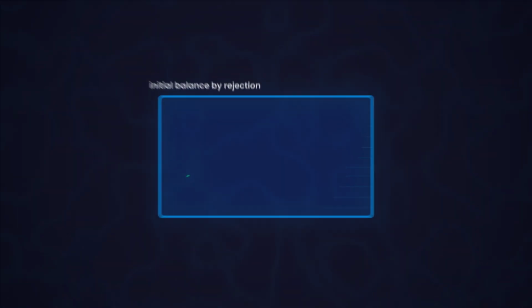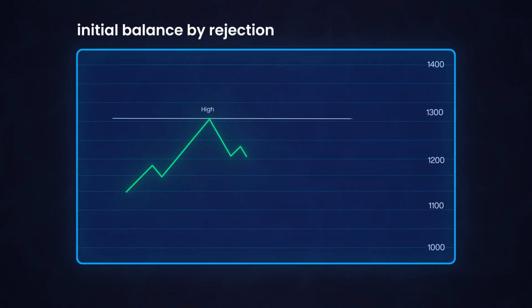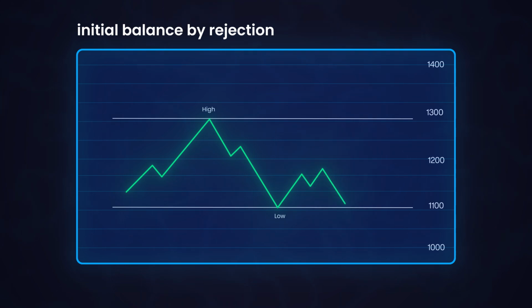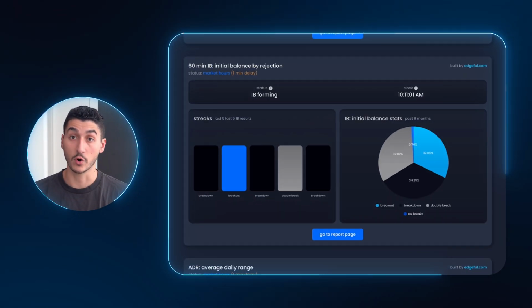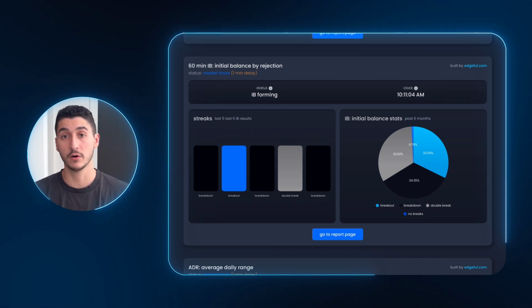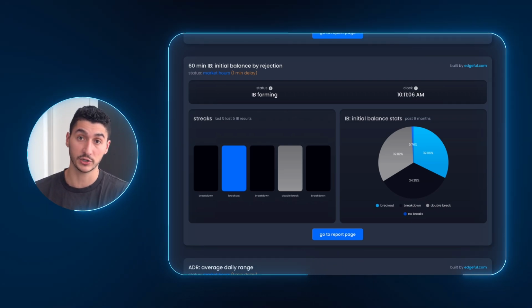So for example, if the high forms first and then price comes down to the low, or the low forms first, maybe, depending on what stock or what instrument you're looking at, it is more likely that the low is going to break. So what this shows you is which side of the initial balance formed first. And that's really important to know because it gives you a very strong direction to target.